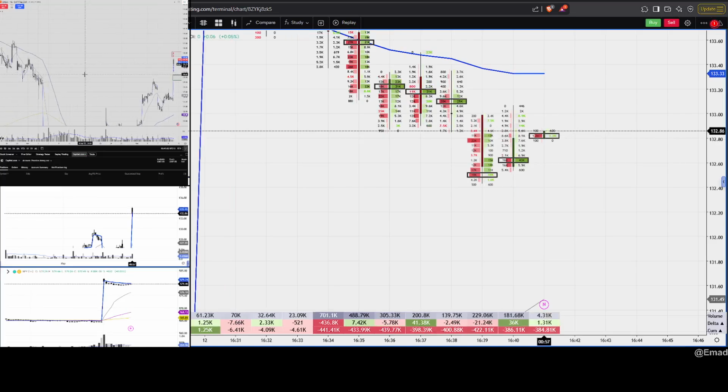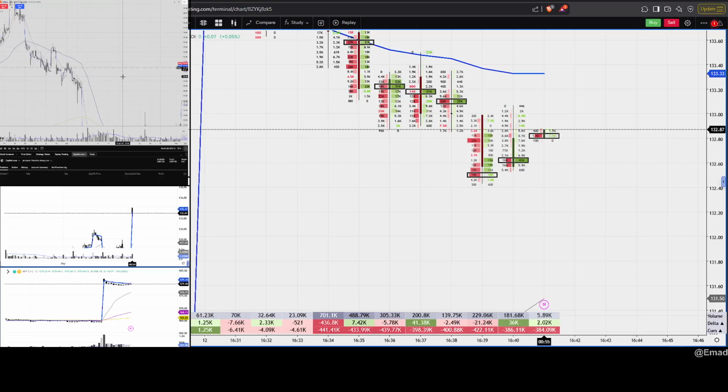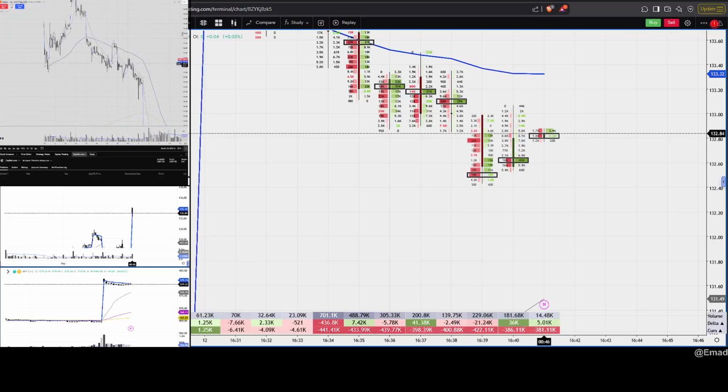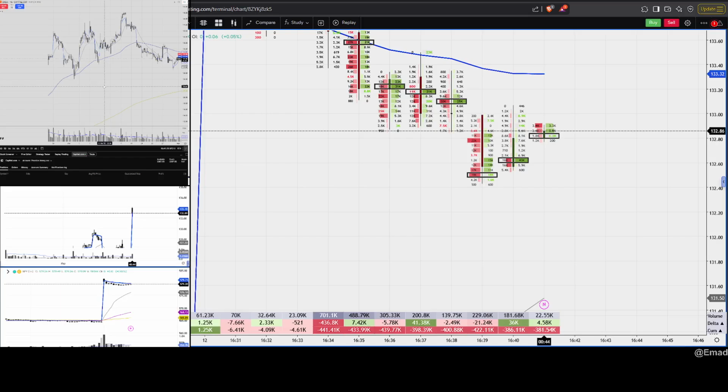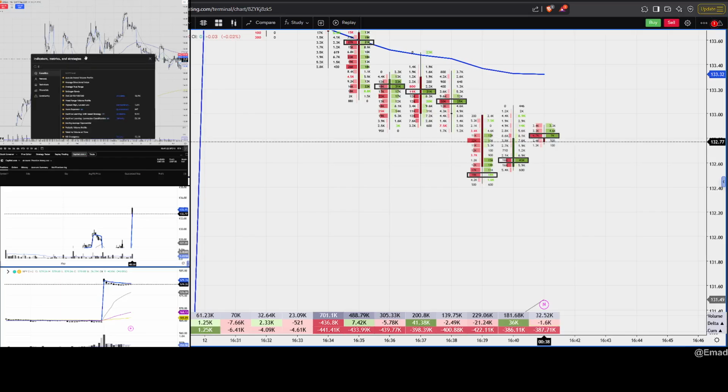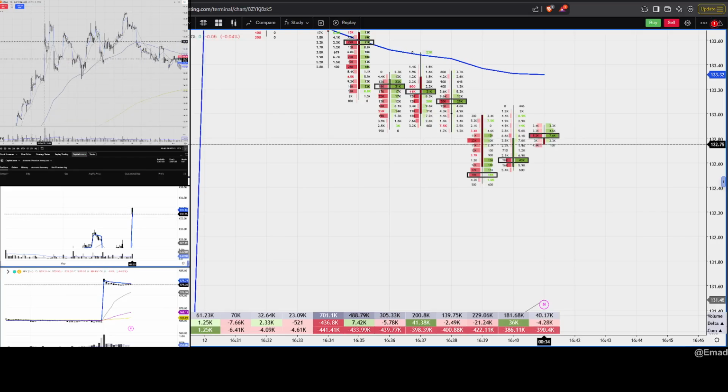Maybe this area is where we can expect buyers to step in. The 131 area is somewhere I can expect the buyers to step in if I do a quick volume profile of this area. Fixed range volume profile.